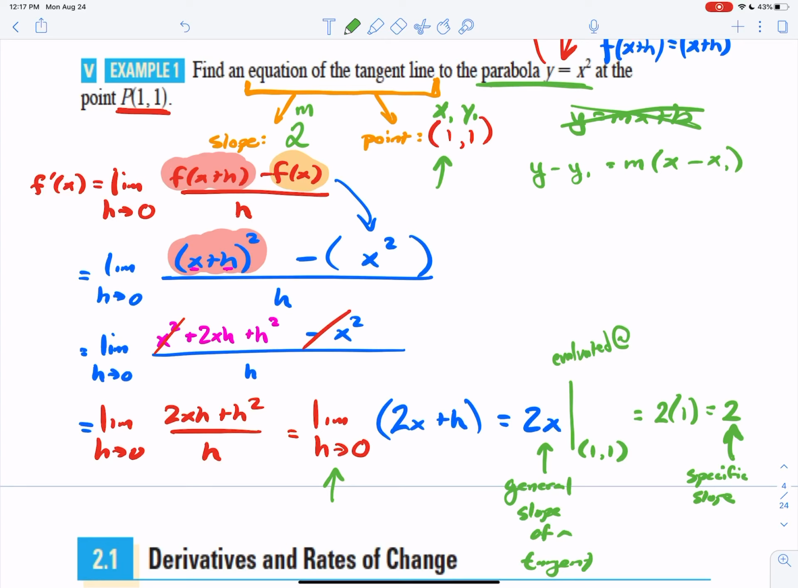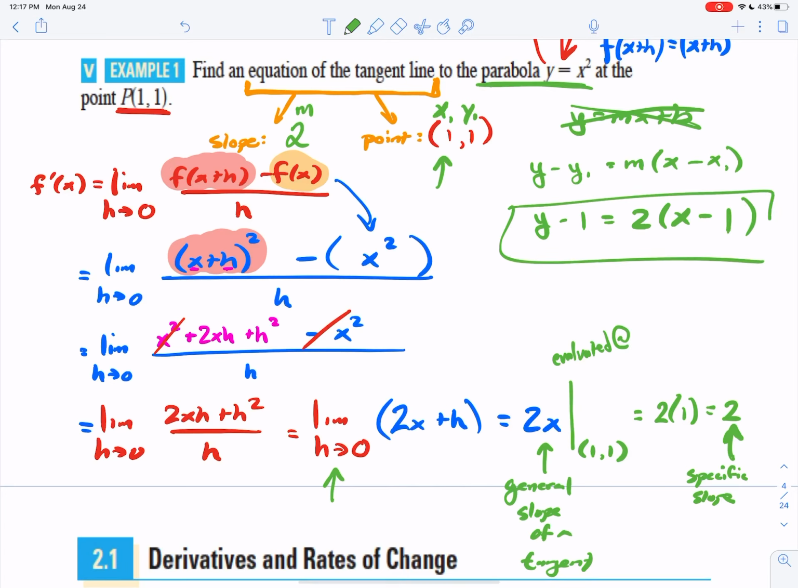So you're just plugging in what you know. It's going to be y minus 1 equals 2 times (x minus 1). And you leave it there. No need to put it into slope-intercept form.